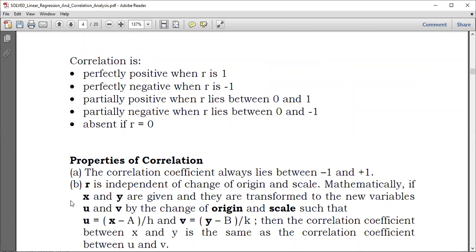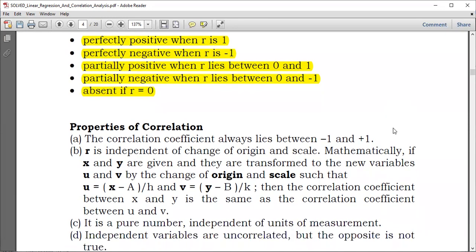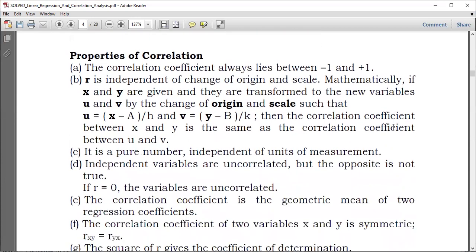So putting this in a summary, we say that correlation is perfectly positive when r equals +1, and perfectly negative when r equals -1. R means correlation coefficient. It is partially positive when r lies between 0 and 1, exclusive, and partially negative when r lies between 0 and -1. And correlation is absent, there is actually no correlation, if r equals 0. Right, something like that. So I think that was something important to note, and that all is well.